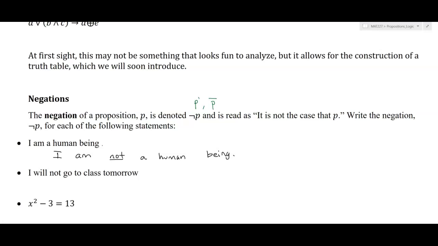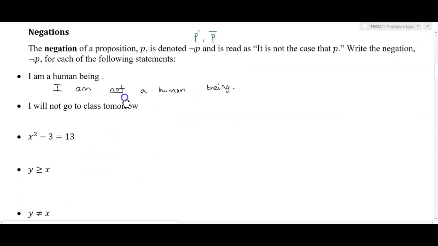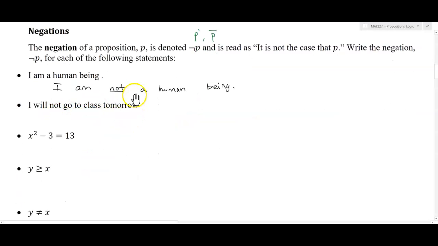Okay, what is the negation of "I will not go to class tomorrow"? Well, we could again say it is not the case that I will not go to class tomorrow. But what does that really mean? This in itself is kind of already the negation of the statement "I will go to class tomorrow." So we could say I will not go to class tomorrow.